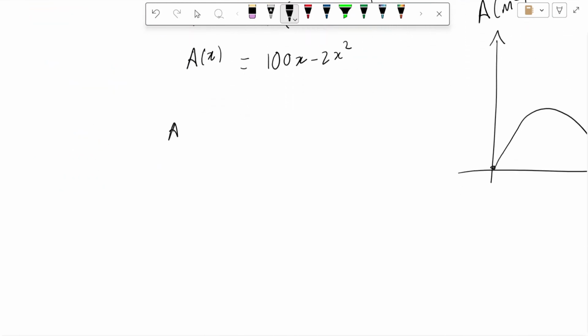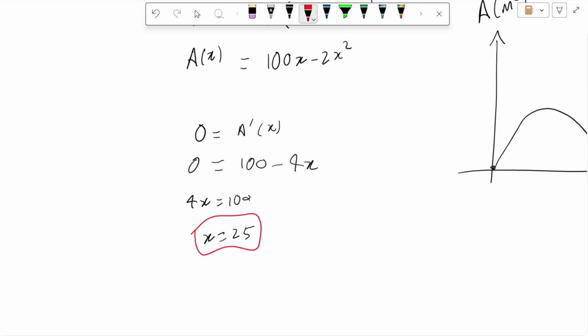So A'(x) equals, well, I'm going to set 0 equal to A'(x). And A'(x) is 100 take 4x. So 4x is 100, or in other words, x is 25. So this is what we call our critical point.